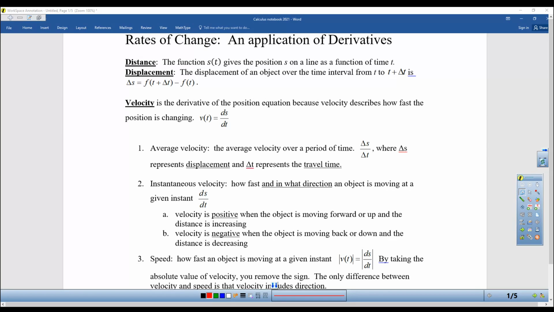So distance is the function s of t, which gives the position s on a line as a function over time t. So when you see s of 3, that literally means where an object is at time equal to 3. Not that x equal to 3 is wrong, just we usually use t in these problems. Versus displacement, which is how far it traveled.